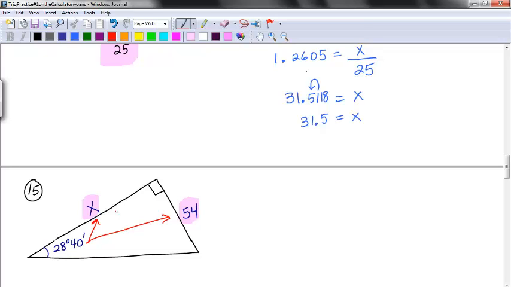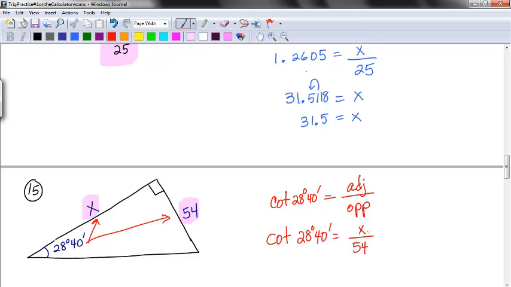It's easier on these, as far as keystrokes, if you put the unknown up in the numerator. So we want the adjacent. If you do adjacent over the opposite, which trig function is that? Cotangent. So we actually want cotangent of 28 degrees 40 minutes. So cotangent of 28 40 equals x divided by 54.